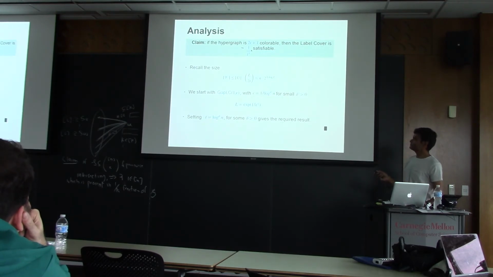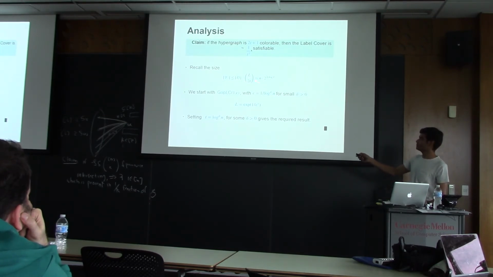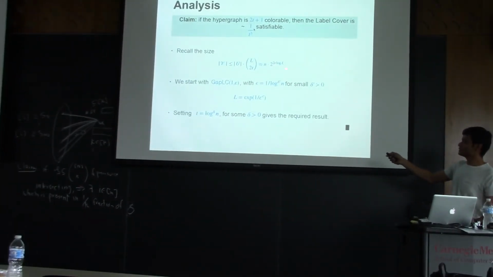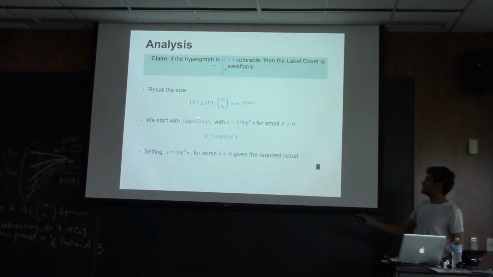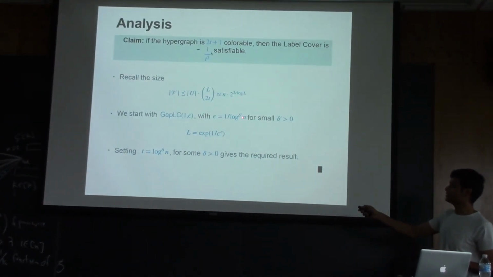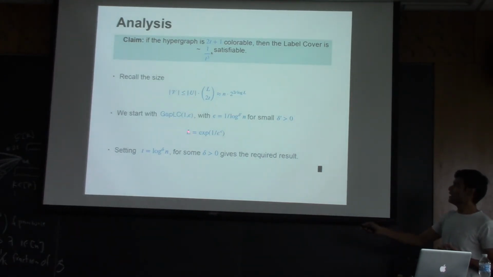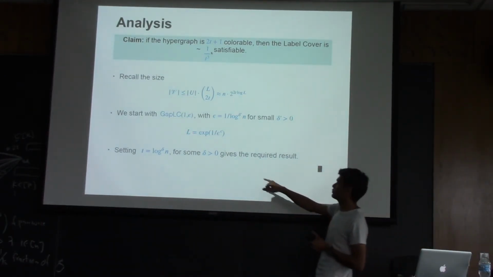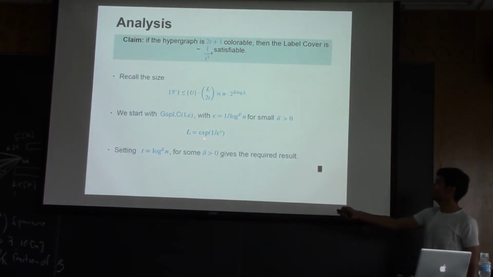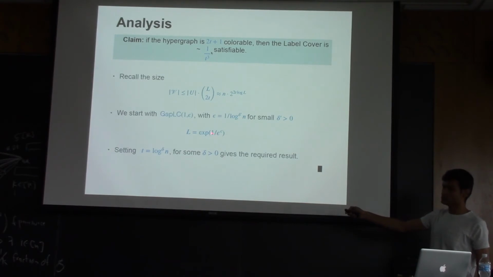Okay. And so let's set the parameters. Recall that the size of the hypergraph was U times L choose 2T. These are the number of vertices of the Schreiber graph, which is n times 2 to the T log L. We start with the gap label cover, where epsilon we take is 1 over polylog n for very small delta prime. And the label set produced by the Moshkovitz-Raz reduction, which I will come back to later, is exponential in 1 over poly epsilon.